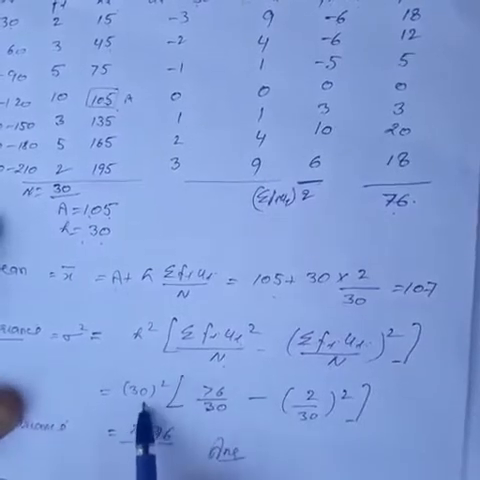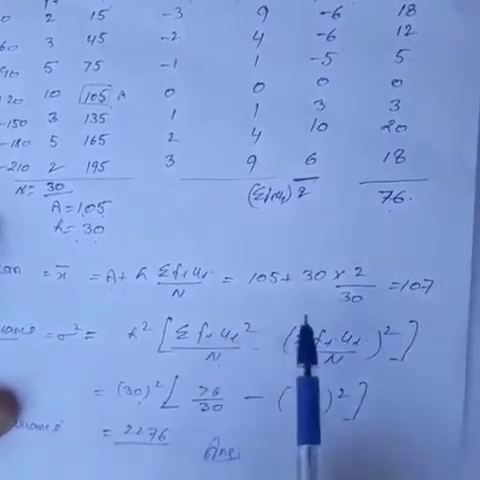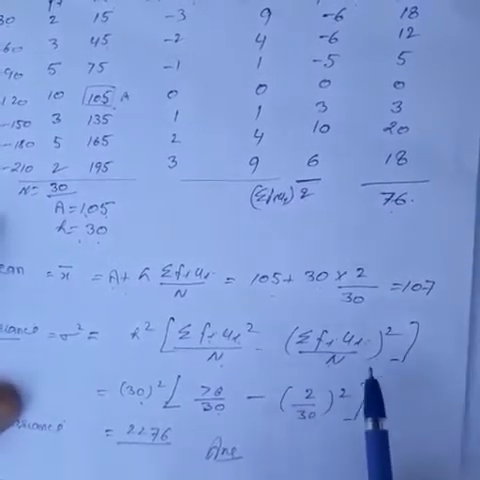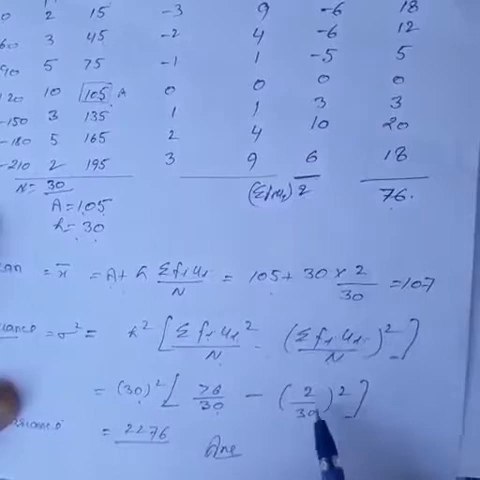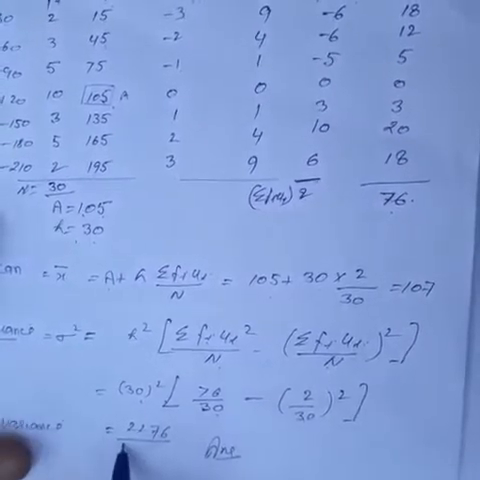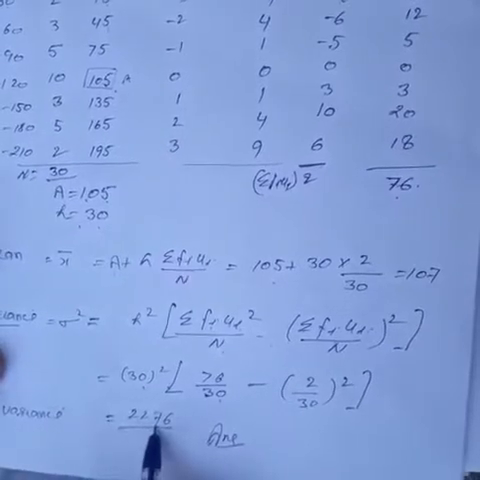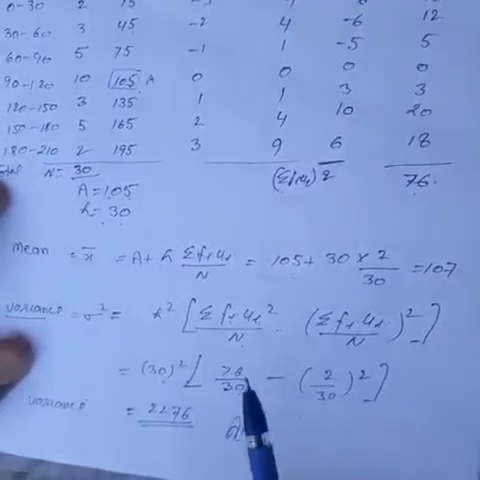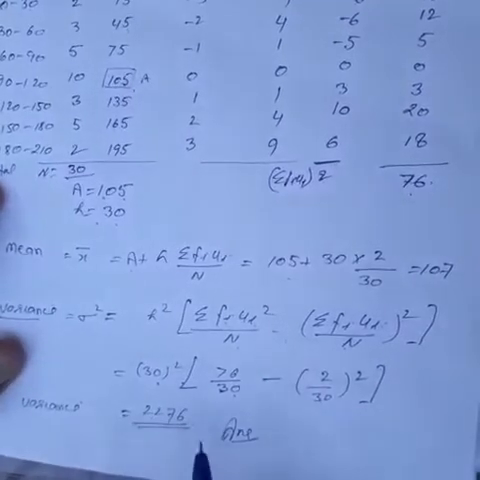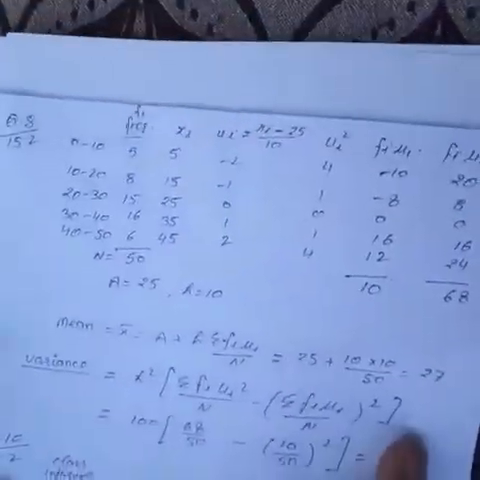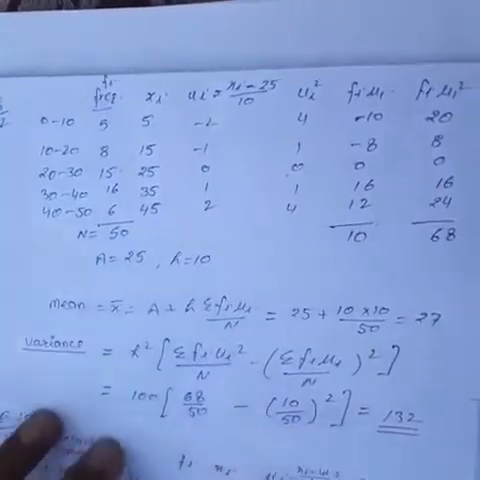H is 30, so 30 square. Summation of fi ui square is 76, so 76 upon capital N, which is 30, minus summation of fi ui, which is 2, so 2 upon 30 whole square, and calculate. After calculation you will find it is 2276. So this is the variance. If standard deviation is also required, then you can find its square root, and that will be the standard deviation. I hope it is clear. Then go on to question number 8 of the same exercise.